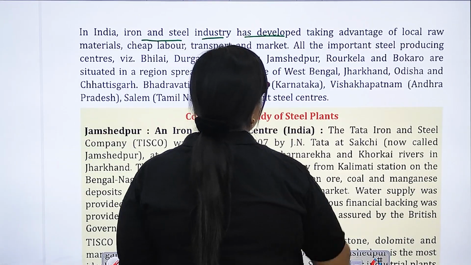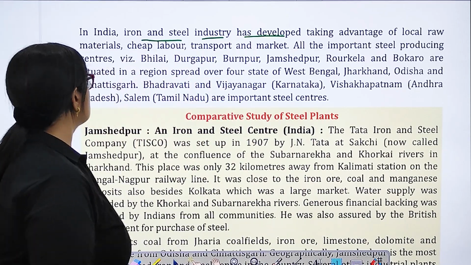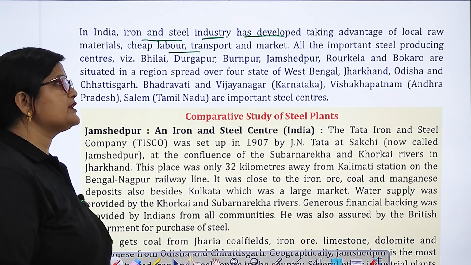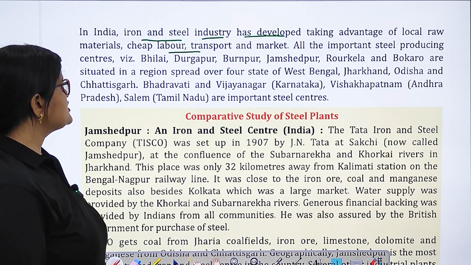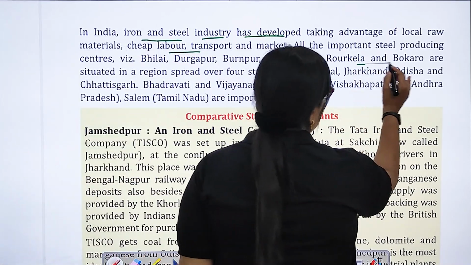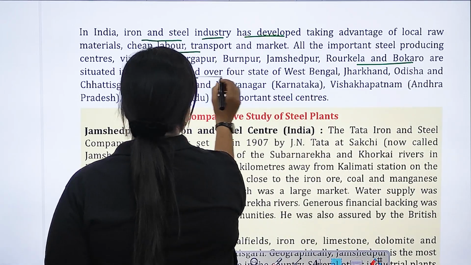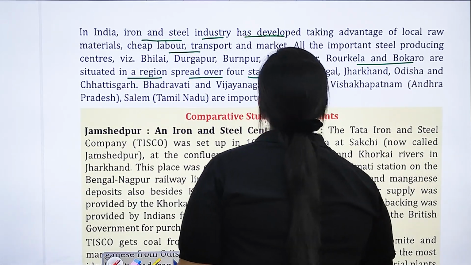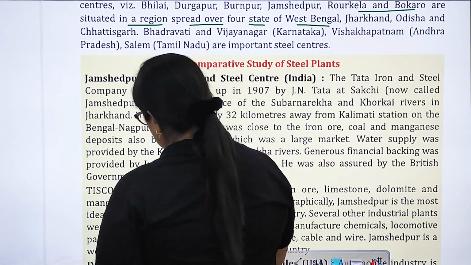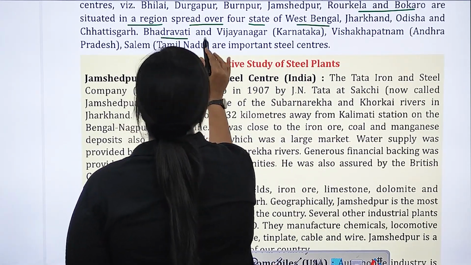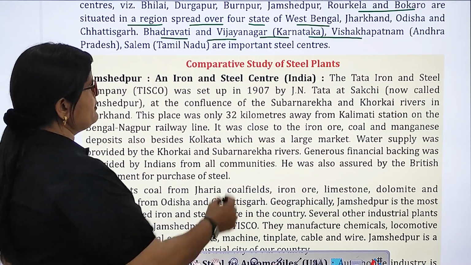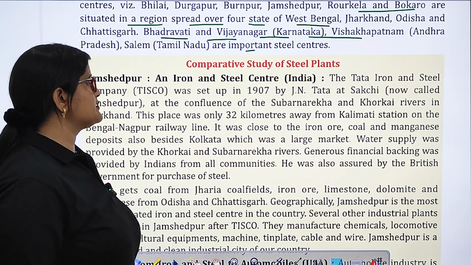In India, the iron and steel industry has developed taking advantage of local raw materials, cheap labor, transport and market. All the important steel producing centers, Bhilai, Durgapur, Burnpur, Jamshedpur, Rourkela and Bokaro, are situated in a region spread over 4 states: West Bengal, Jharkhand, Odisha and Chhattisgarh. Bhadravati and Vijayanagar in Karnataka, Visakhapatnam in Andhra Pradesh, and Salem in Tamil Nadu are important steel centers.